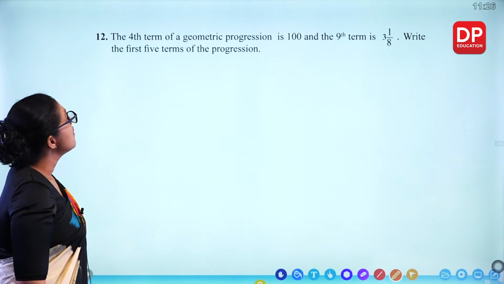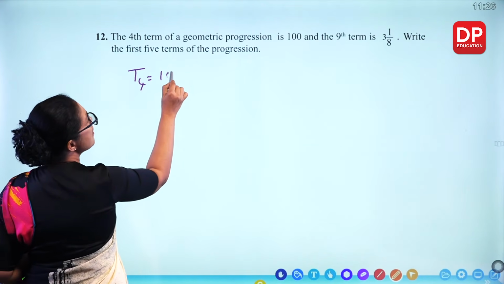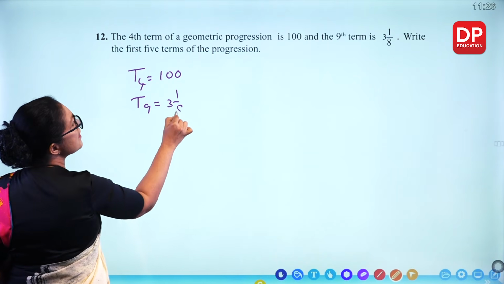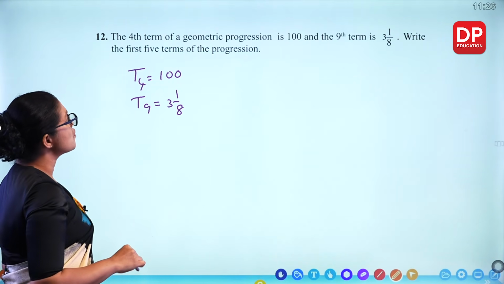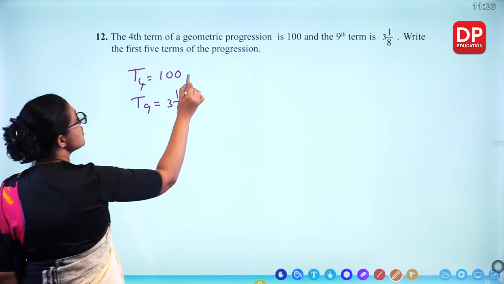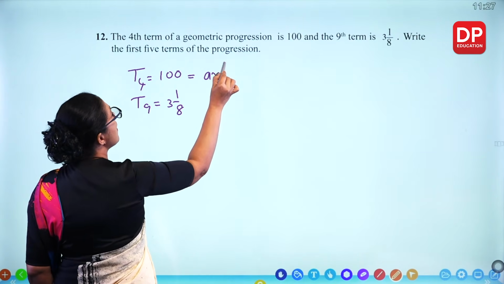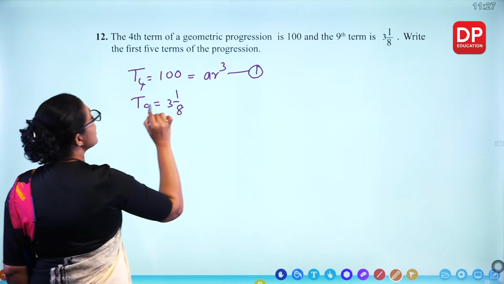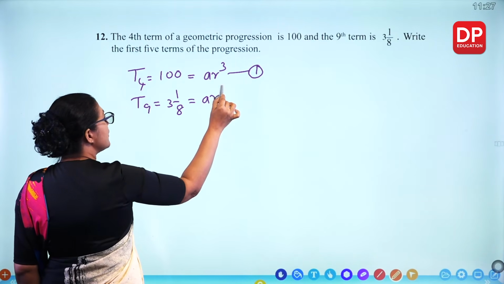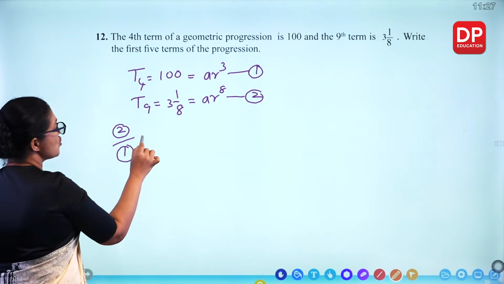Question number 12. The fourth term of a geometric progression is 100. Ninth term is 3 and 1/8. Write the first 5 terms of the progression. Use simultaneous equations. First, you can write T4 as ar to the power 3. Second one, ar to the power 8. When you divide the two equations, what do you get?